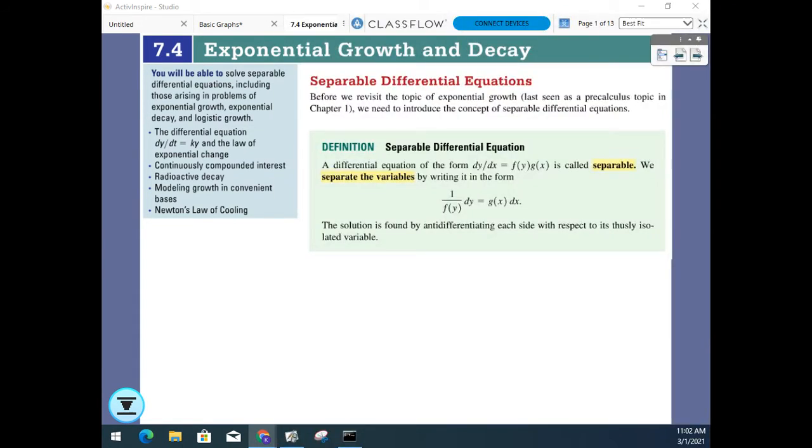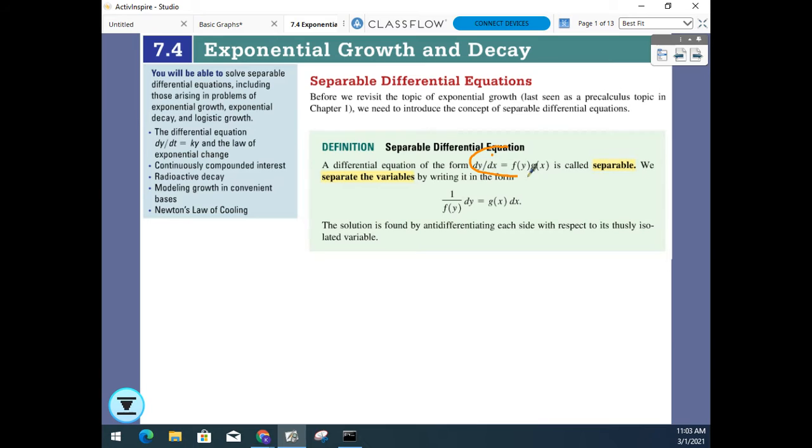So there's a whole bunch of information crammed into 7.4. The first thing we want to start with is separation of variables. A lot of times we'll be dealing with slope fields. So think about if we start with dy/dx equals a function in terms of y times a function in terms of x. We want to separate the variables.